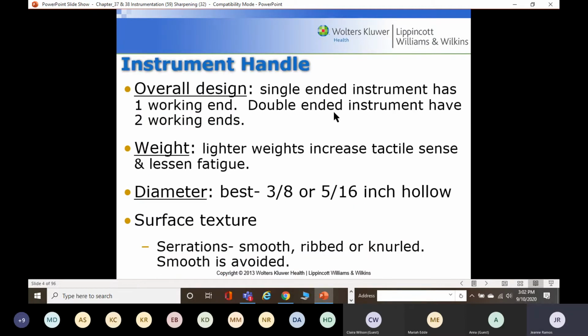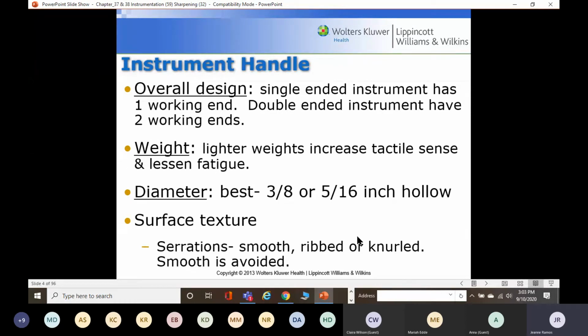So the overall design: single-ended instruments have one working end, double-ended instruments have two working ends. Lighter weights increase your tactile sense and give less hand fatigue. Diameter, best 3/8 or 5/16 inch, and should be hollow. Texture, need to have serrations. They can be smooth, ribbed, or knurled.